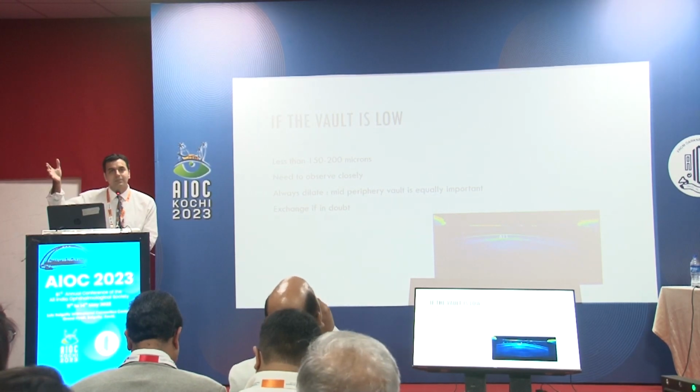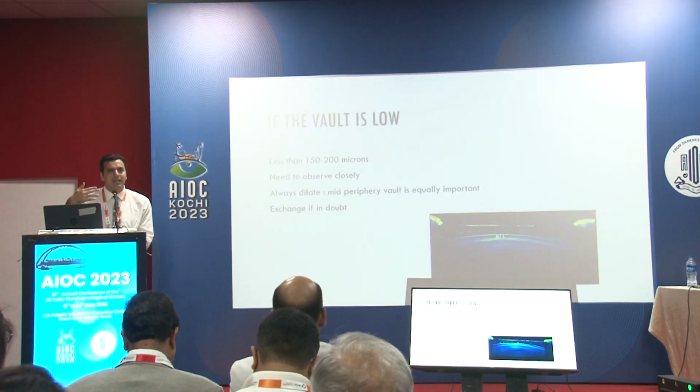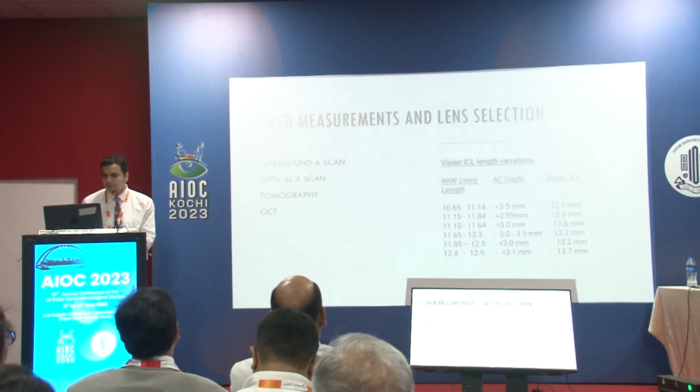So always see the mid peripheral vault more than the central vault, because the central vault nowadays comes with an aquaport or the central hole, so the oxygenation will keep on happening. The mid periphery is the area that's going to affect the most.